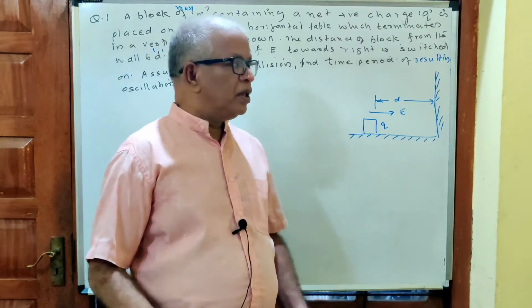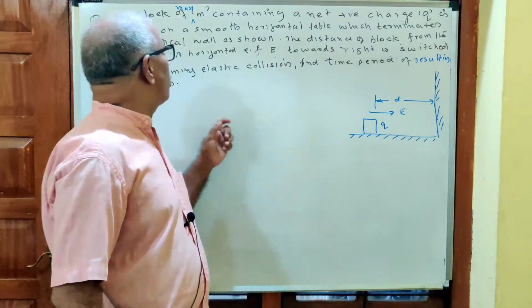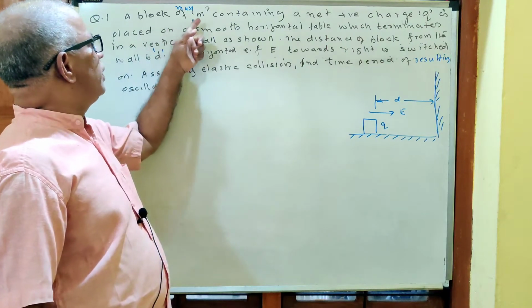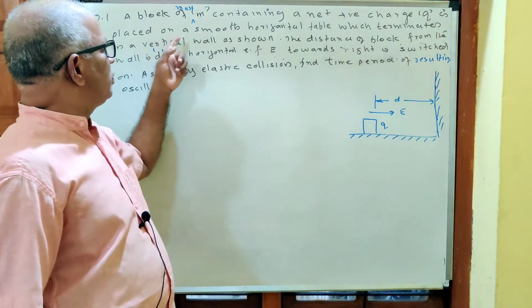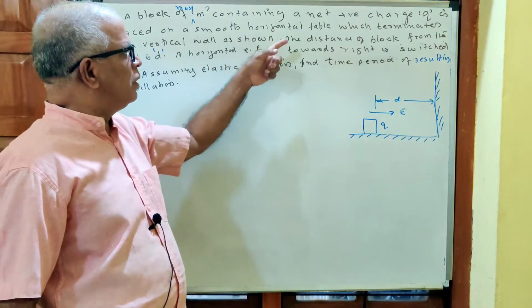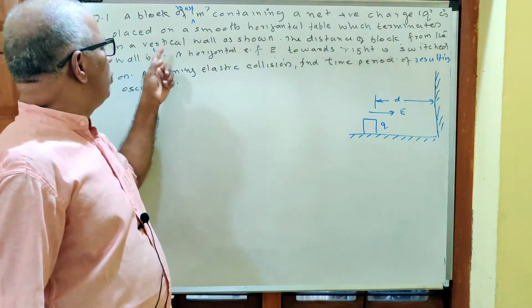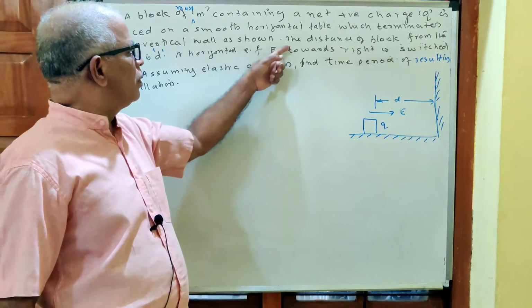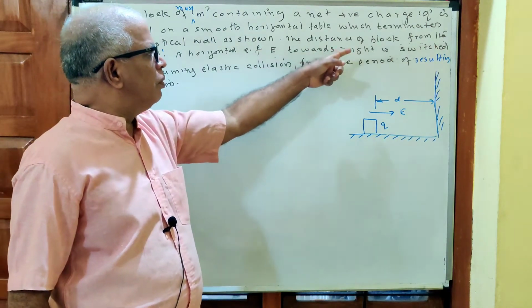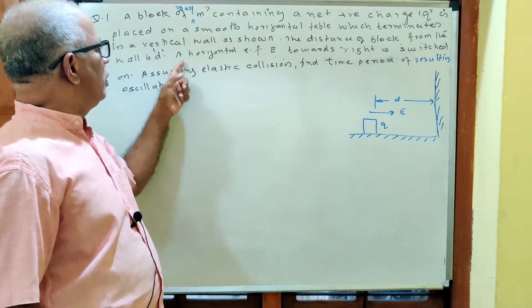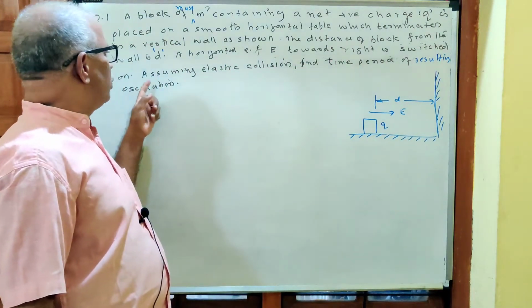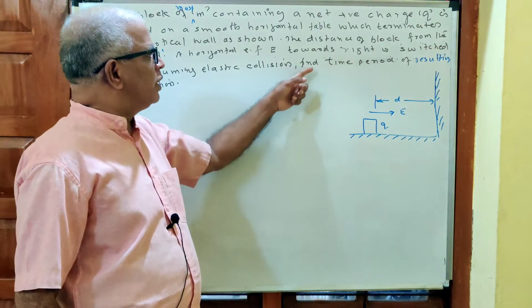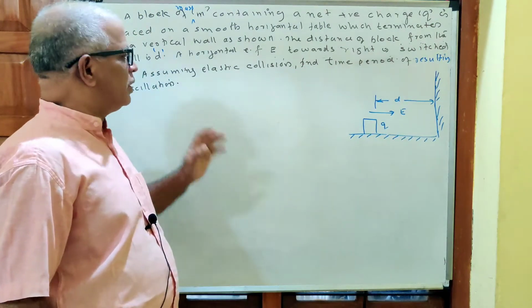Dear students, we shall do one more problem. A block of mass m containing a net charge positive q is placed on a smooth horizontal table which terminates in a vertical wall as shown. The distance of the block from the wall is d. A horizontal electric field E towards the right is switched on. Assuming elastic collision, find the time period of the resulting oscillation.